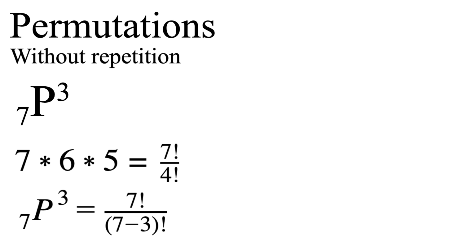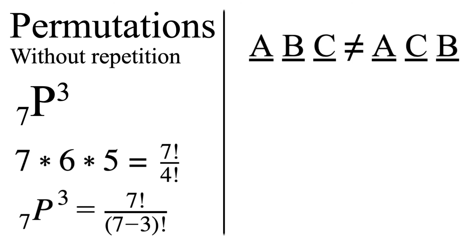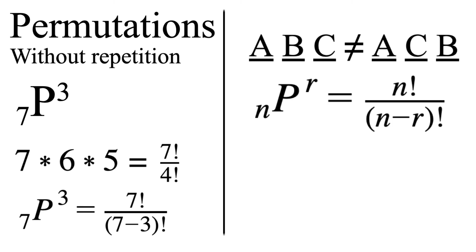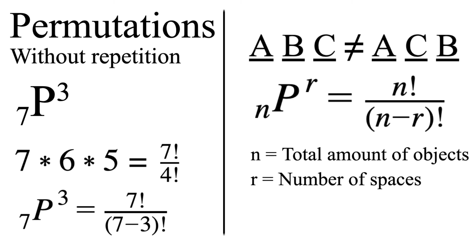The order of the arrangement is important, since, for example, ABC is a different permutation from ACB. The general rule is n factorial divided by (n minus r) factorial, where n is the total amount of objects that are given, and r is the number of spaces that needs to be filled.